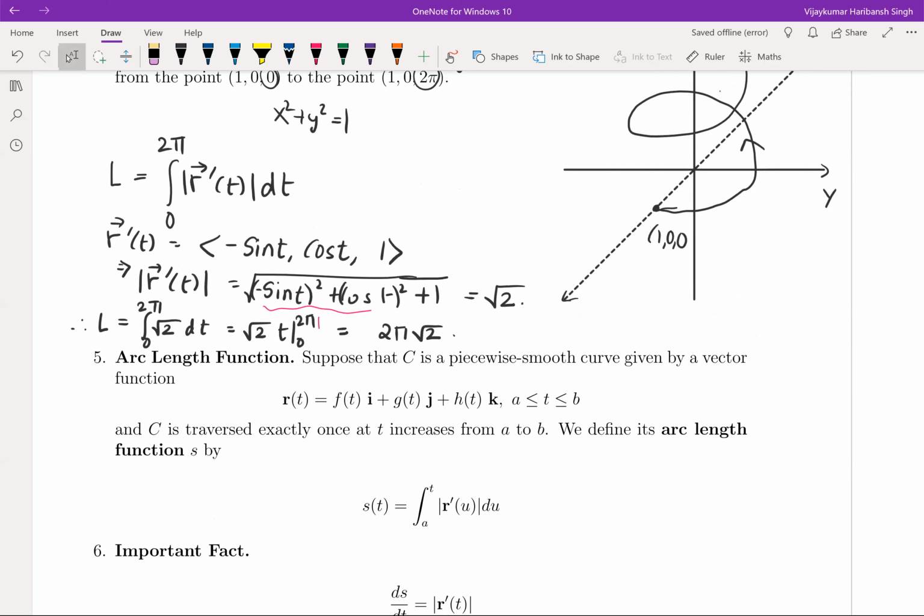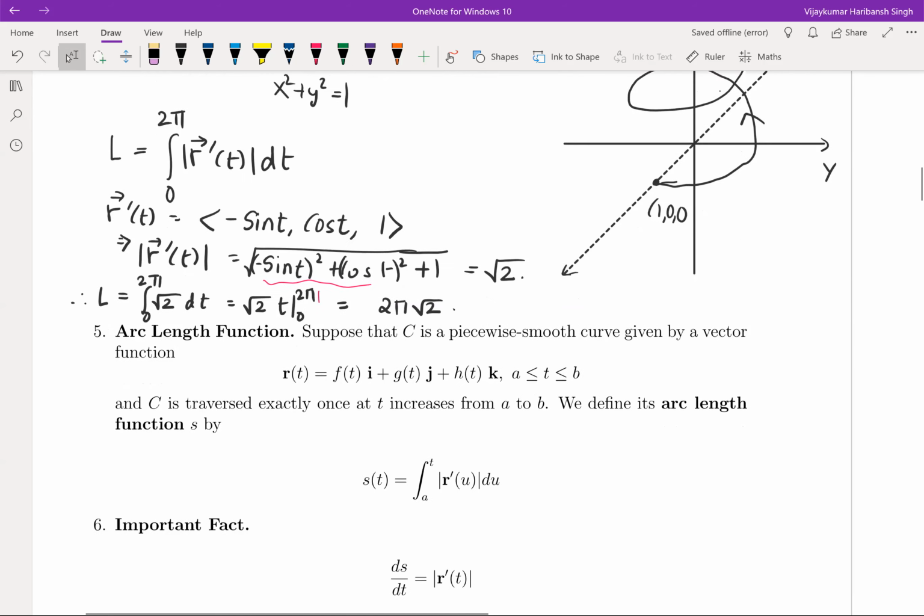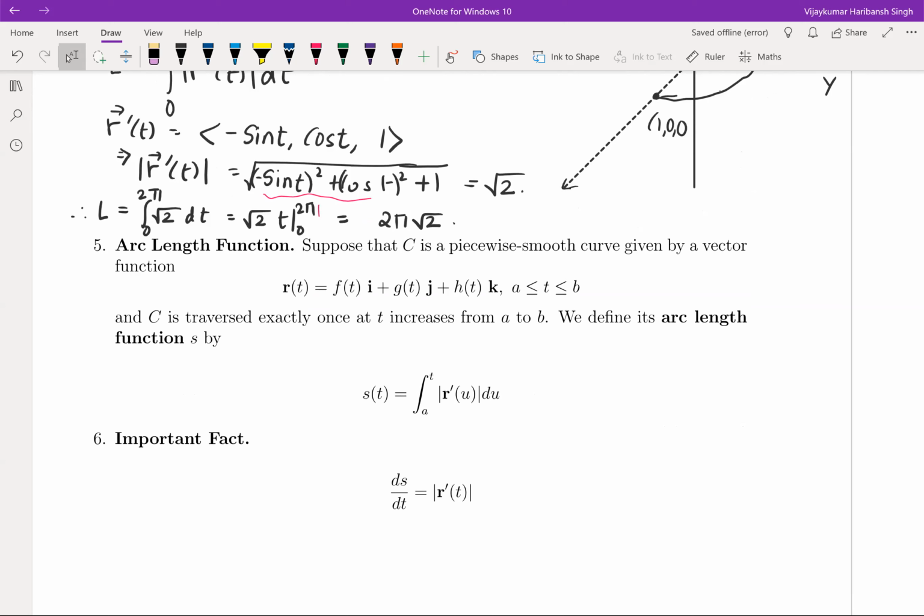Now, from this length of the arc, we can get what is called the arc length function, with a small modification. The beauty of this function is that it gives a parametrization for you. So let's see how. Suppose C is a piecewise smooth curve given by the vector function r of t is f of t i plus g of t j plus h of t k, where t is between a and b, and the curve C is traversed exactly once as t increases from a to b. Then the arc length function is given by s of t is the integral from a to t of the absolute value of r prime of u du.